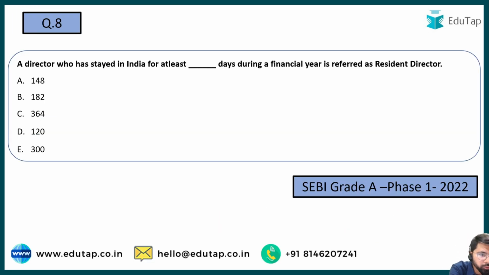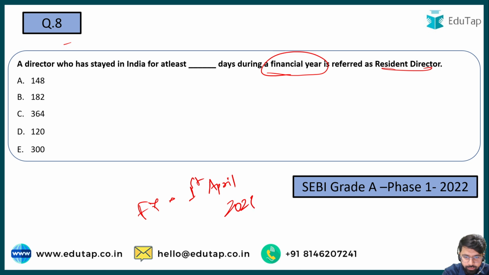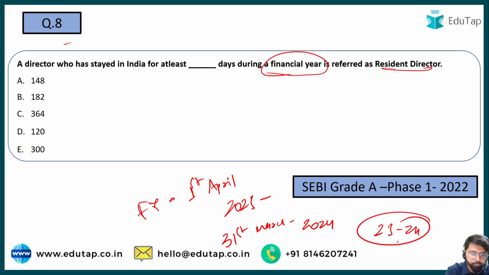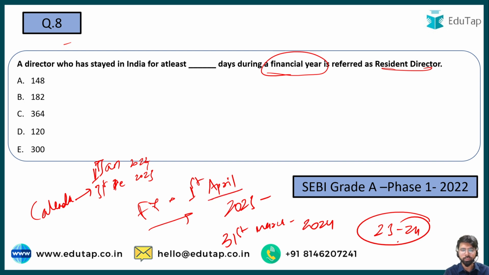Now coming to the 8th question, friends. A director who has stayed in India for at least dash days during a financial year is referred to as a resident director. I hope you are aware of what exactly a financial year is. Financial year starts from 1st of April, say this year 2023, to 31st March 2024. So this is the 23-24 financial year, and there is one more term, calendar year, that starts from 1st January to 31st December 2023. So this is a calendar year, and financial year is from 1st April to 31st March.